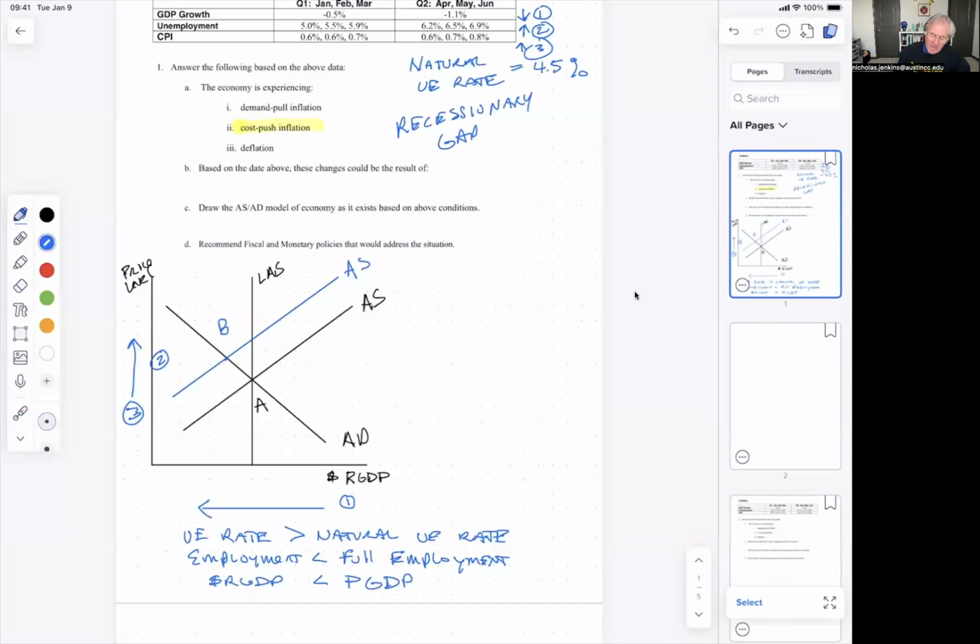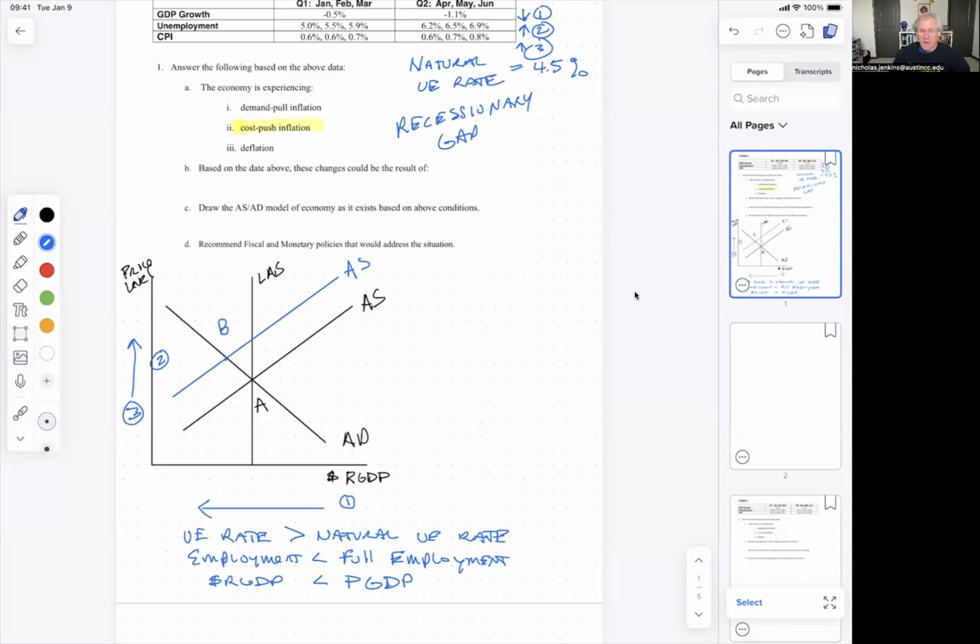Now, based on the above, what could have caused this? Well, I'm not asking you, we already know what happened. Okay. We know that aggregate supply decreased. Okay. Aggregate supply decreased. So that's what happened. What I want you to describe is how it happened.